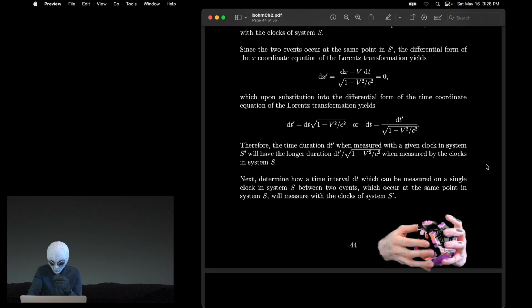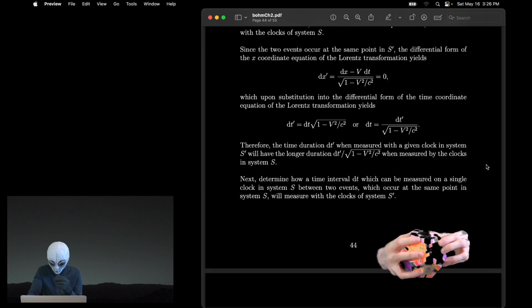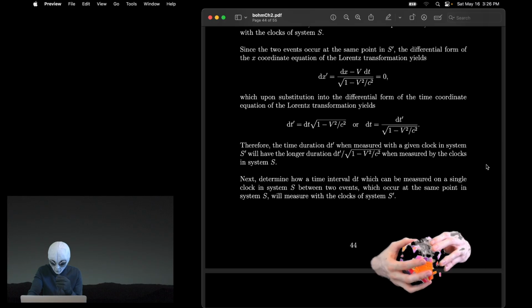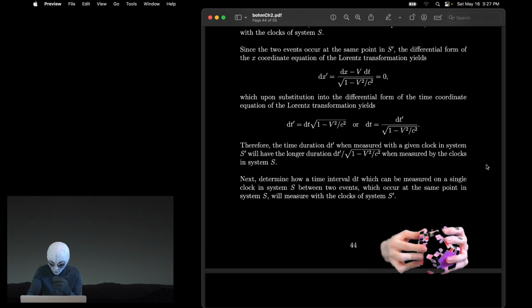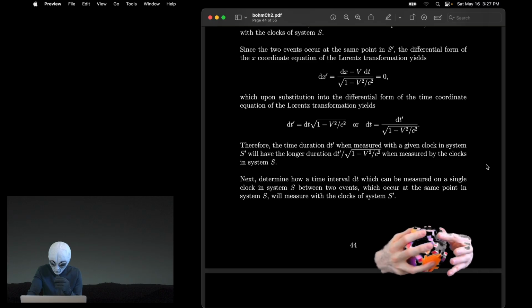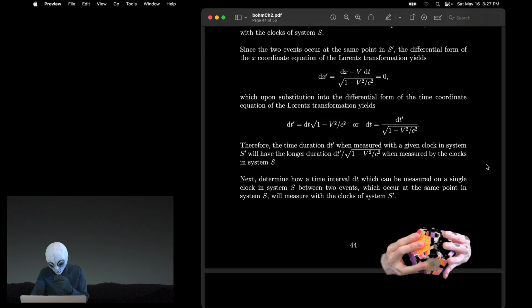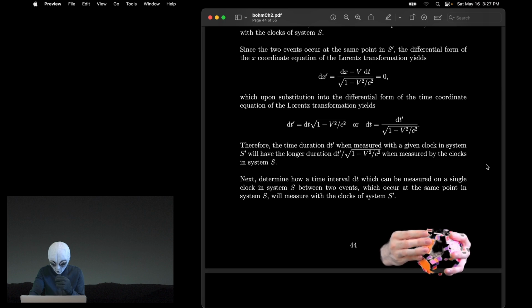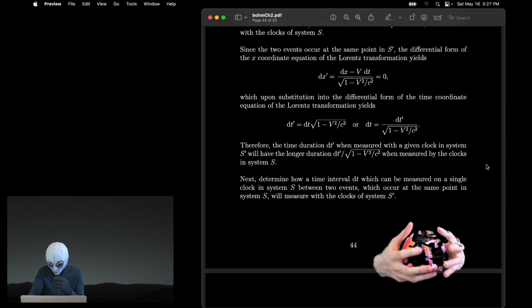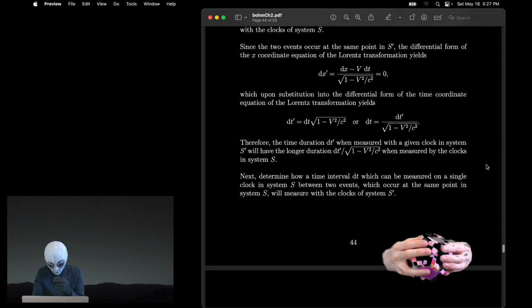of the Lorentz transformation yields dt prime equals dt times the square root of 1 minus capital V squared over little k c squared, or dt equals a fraction with the numerator of dt prime over a denominator of the square root of 1 minus capital V squared over little k c squared. Therefore, the time duration dt prime when measured to the given clock in system capital S prime will have the longer duration dt prime over the square root of 1 minus capital V squared over little k c squared when measured by the clocks in system capital S.